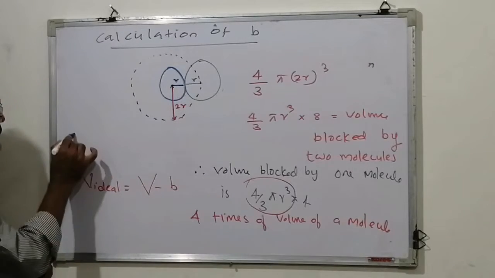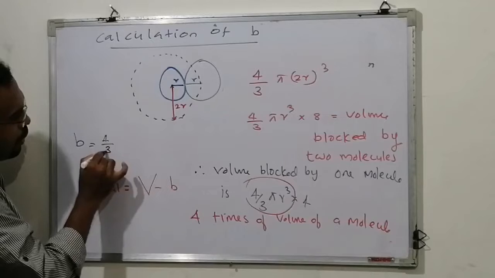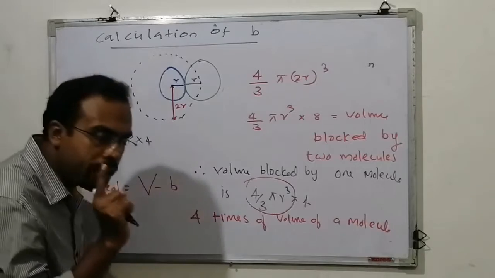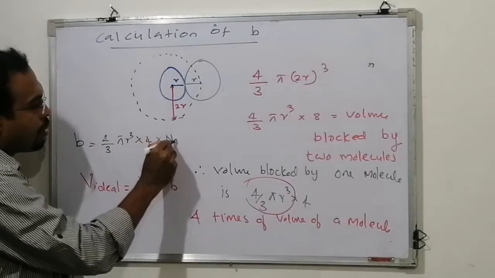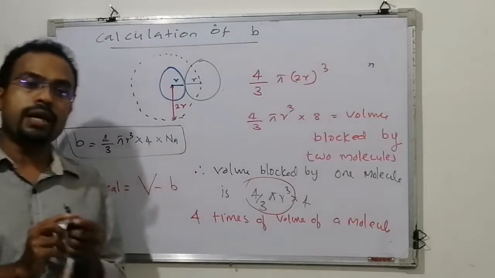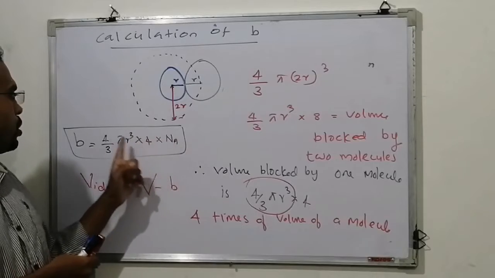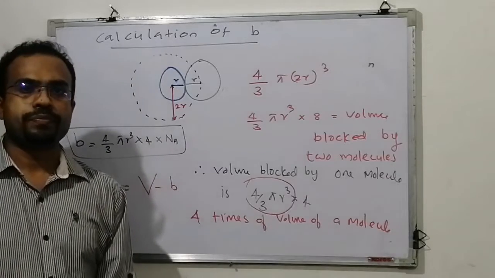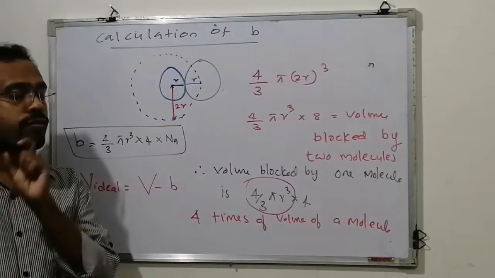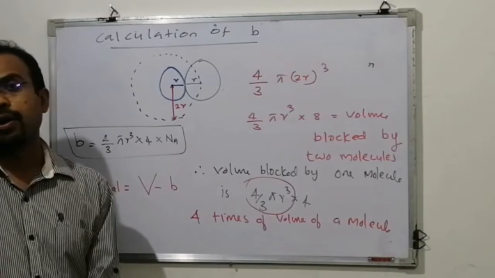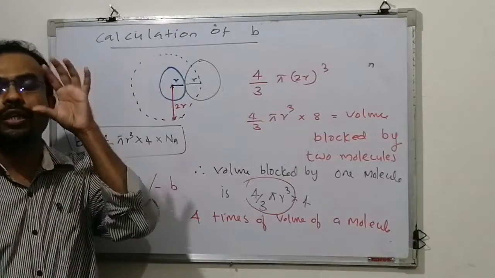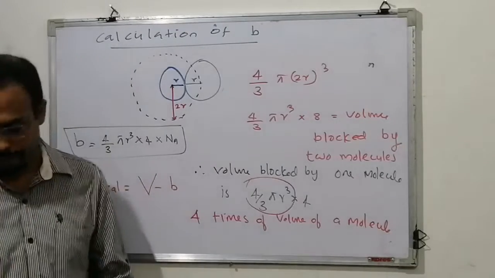Now, please be careful. b is equal to 4/3 π r³ × 4. This is the volume blocked by one molecule, multiplied by Avogadro number. This is b. Understand? b is equal to 1 mole × 4/3 π r³. Therefore, b is the volume blocked by 1 mole of gas molecules due to their sheer presence in the container. Fine.